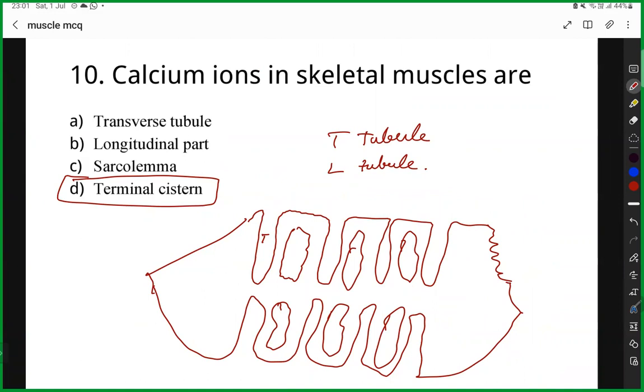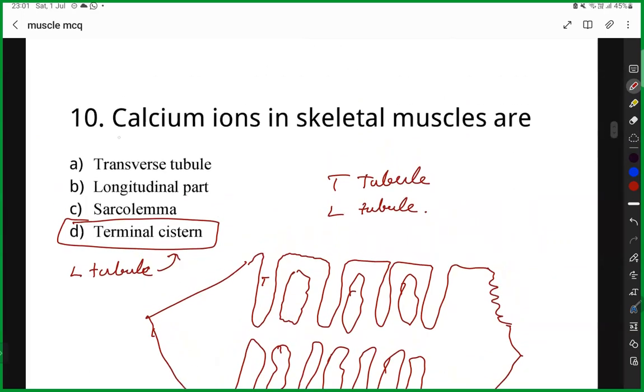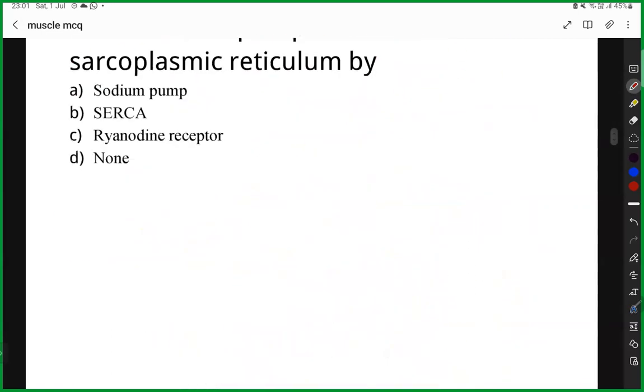So it's called as terminal cisterns. The L tubules are the sarcoplasmic reticulum which stores and releases the calcium. That L tubule is called a terminal cistern, and it is only from this terminal cistern that calcium ions in skeletal muscles are released. Therefore, the answer is terminal cisterns.